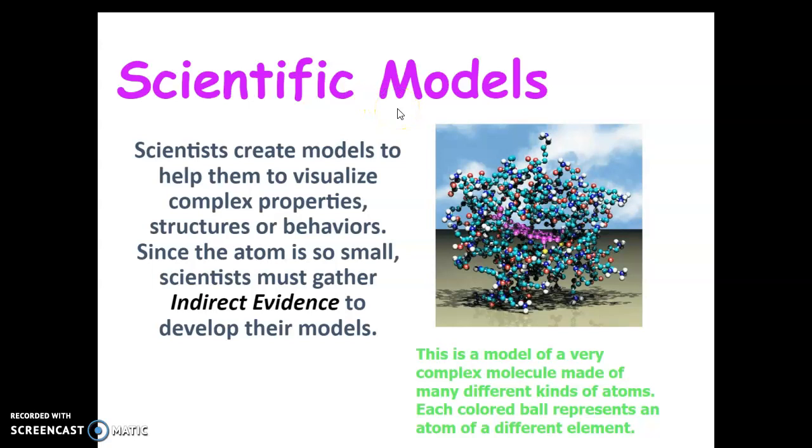Scientific models. Scientists create models to help them to visualize complex properties, structures, or behaviors. Since the atom is so small, scientists must gather indirect evidence, like I say, what's going on around it, to develop the model of the atom. This is a model of a very complex molecule made of many different kinds of atoms. Each colored ball represents an atom of a different element. And remember, elements are on the periodic table. So this is just showing how something can be put together and be really complex.